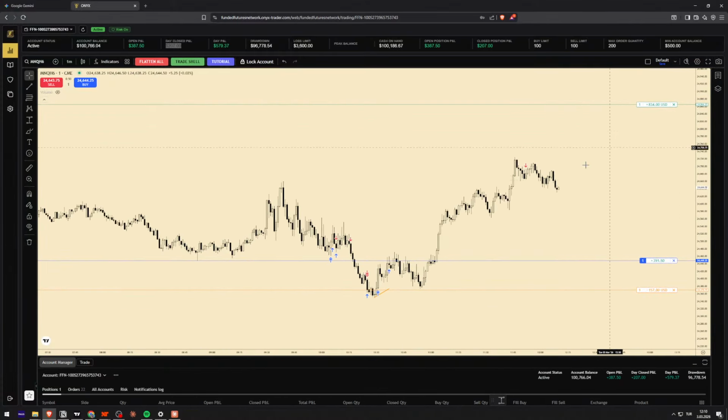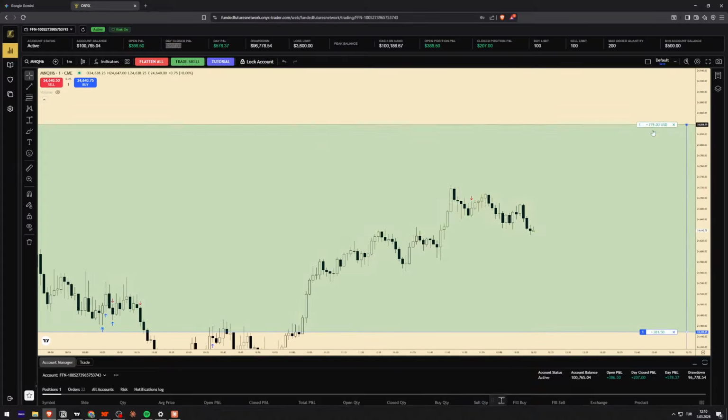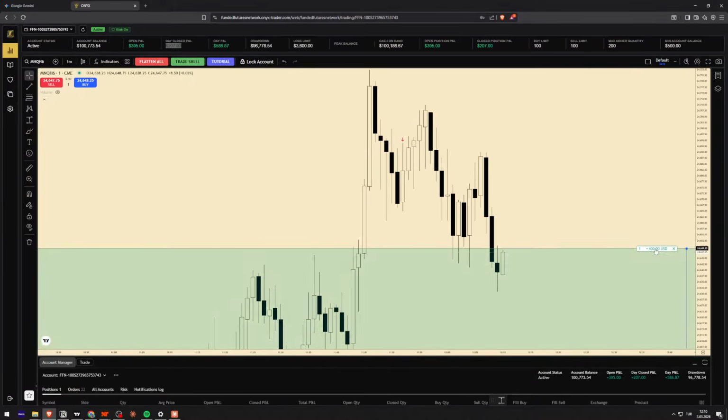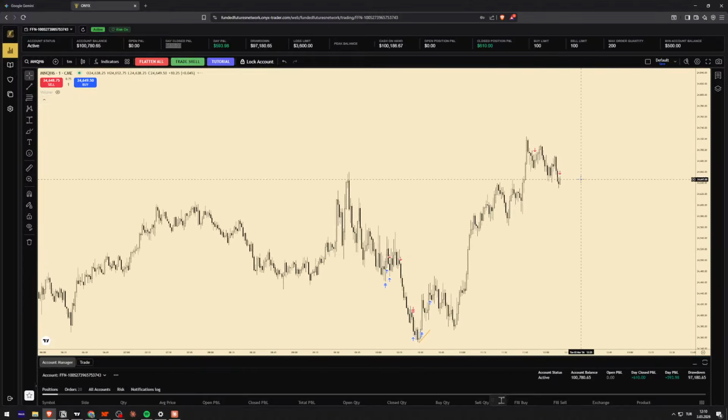Did it leave an imbalance? Yes, it did. I am exiting at the imbalance. Right at 400 points, 200 points and $400. I exited at the bearish imbalance.